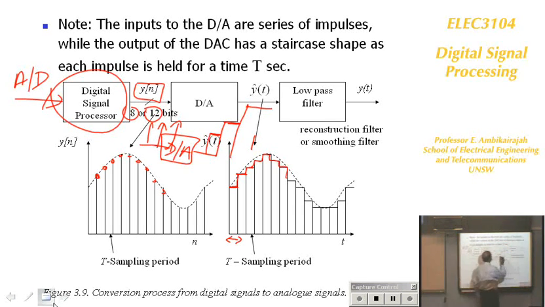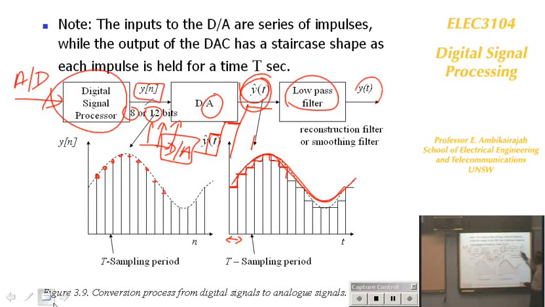So, the output of a D2A converter is a staircase output, and that's not good enough for us, because we want an analog signal. So what we need is to follow this path and smooth it out like this. To do that, you pass the signal through a low pass filter, which will join all these points and smoothly give you an analog signal.